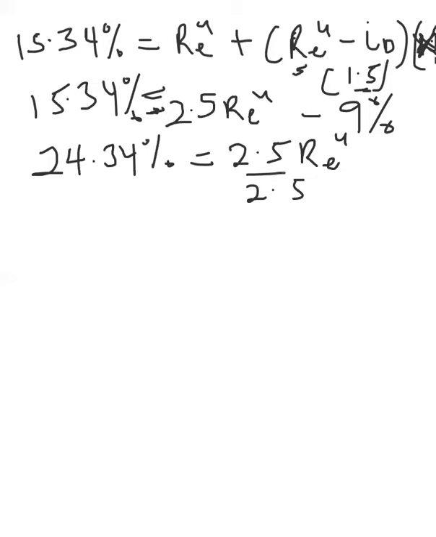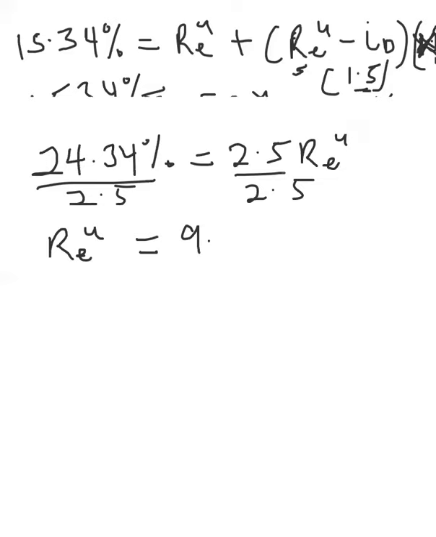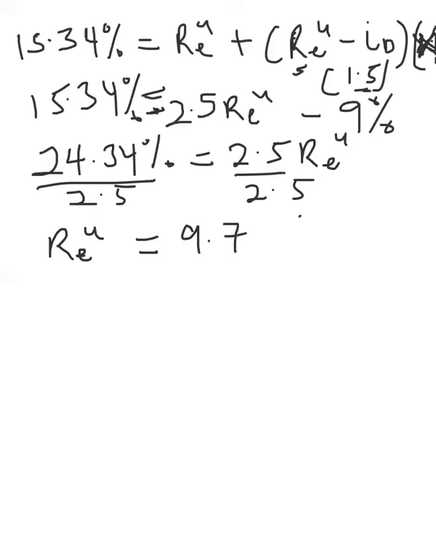2.5. So what I have here now becomes RE of unlevered firm is equals to 9.736%. Okay, so that is for the B part.